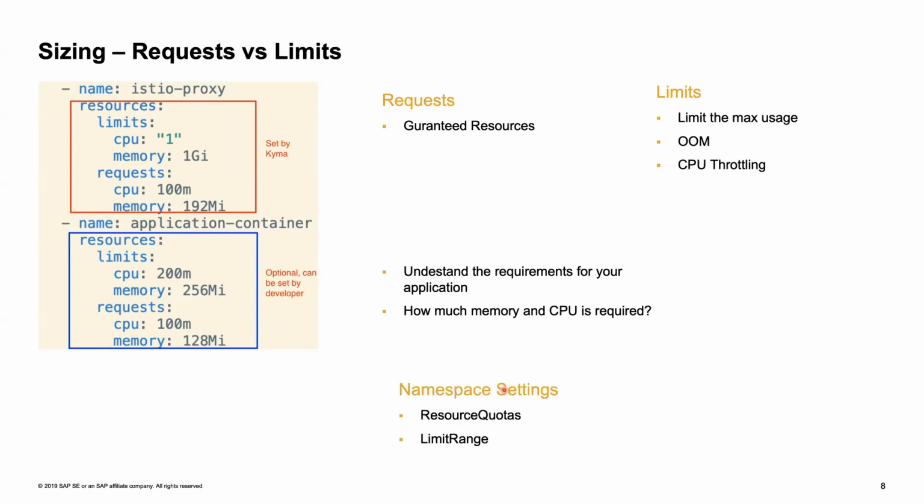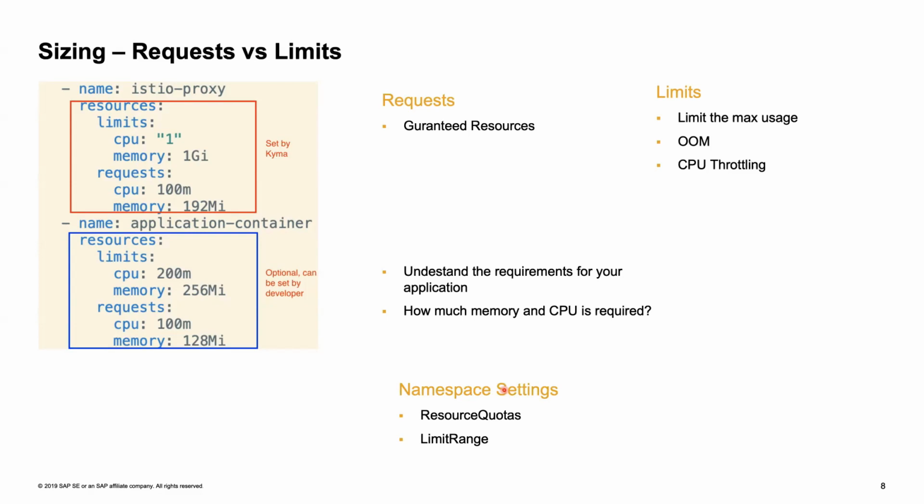There are also certain settings that you can do at the namespace level. There are scenarios where, for example, you have a dev namespace where you're only deploying some workloads for development. So it might make sense that you do not want these developer workloads to consume too many resources. That's where things like resource quotas and limit range can come into the picture.